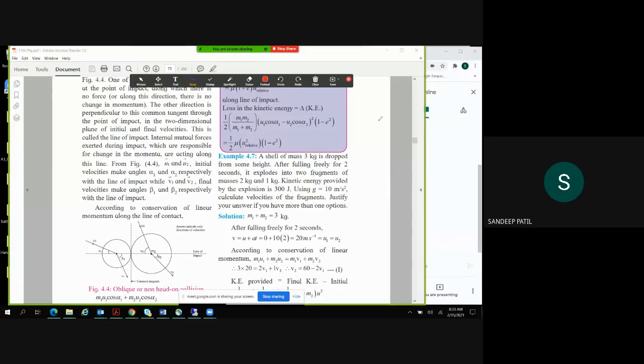So what's happening here? This is one shell of 3 kg, and after falling for 2 seconds it exploded here, right? Its travel time is 2 seconds. They have not given us the distance, but they have given us the time. After that, it exploded into two parts. This 3 kg mass exploded into two parts, 1 kg and 2 kg.